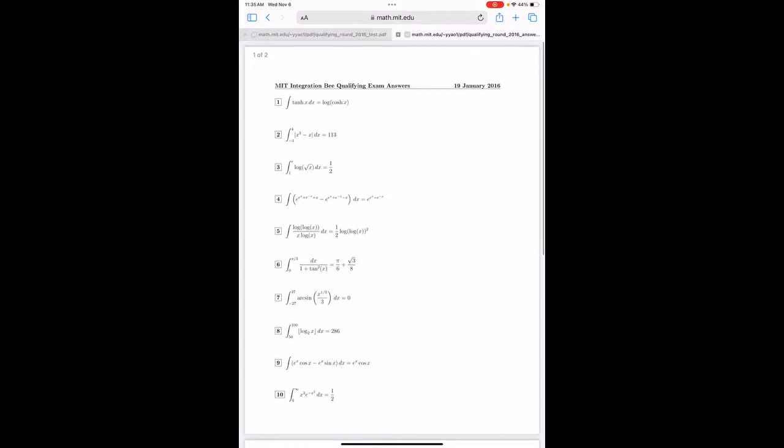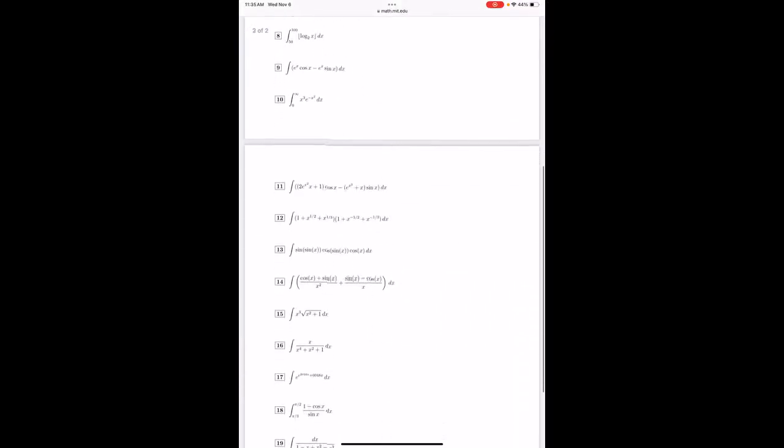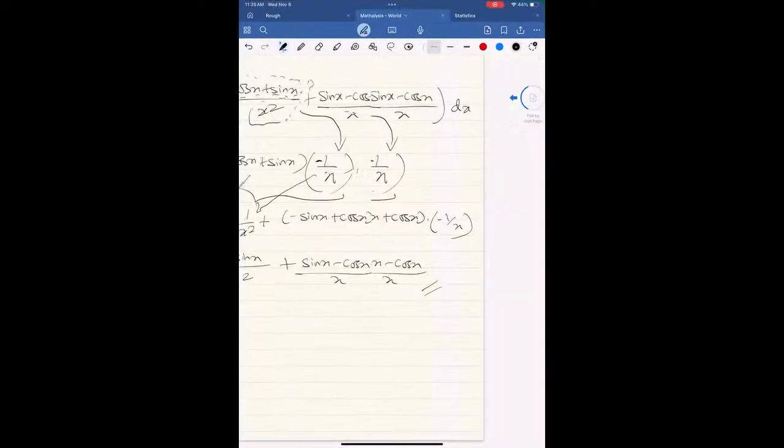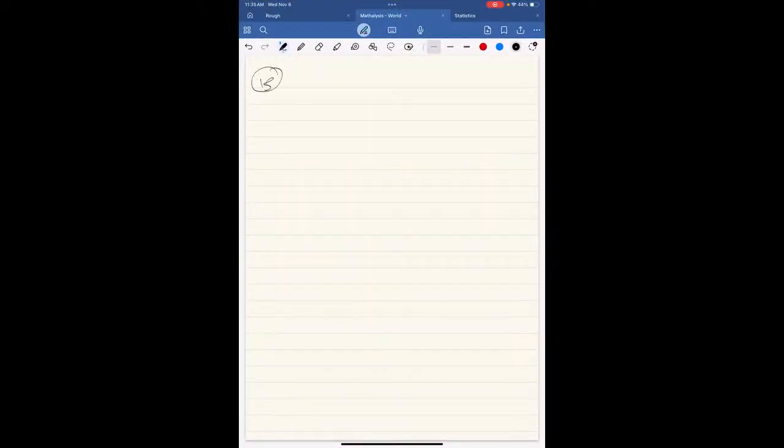Let's go to the next one. The next one is x cube times square root of x square plus 1 dx. So in number 15, integral of x cube times square root of x square plus 1 dx. Let us see how we can solve this one. So what do you think? Do you think that u substitution might help?